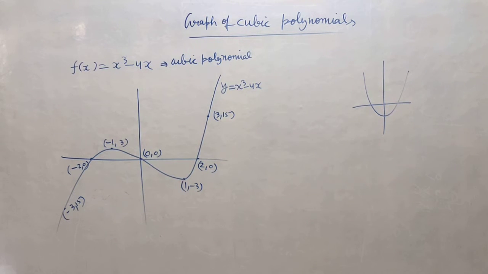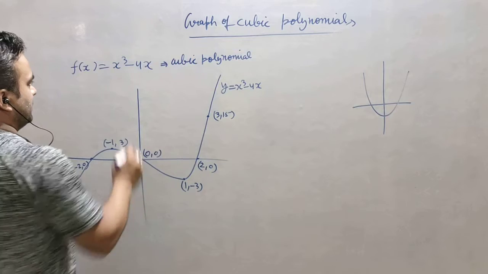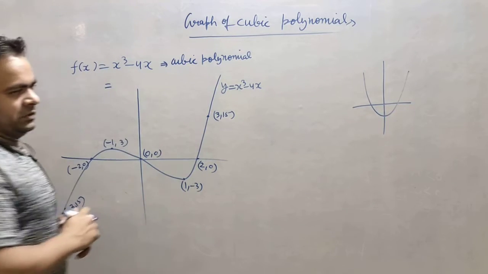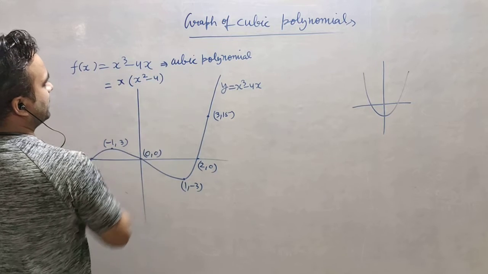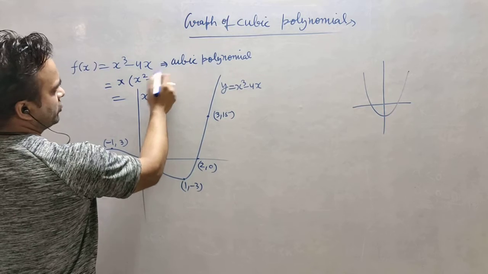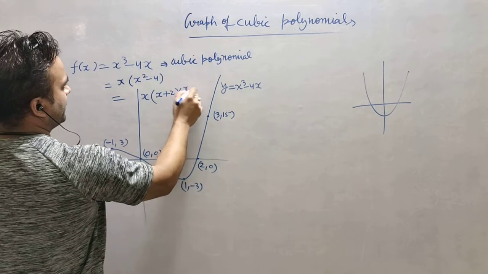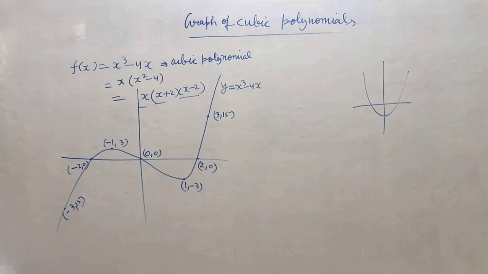Now what we will do here, what is the observation? Observation is only one: first of all we will find the factors. If I take x common here, I will get x square minus 4, right? And x square minus 4, we can write as x square minus 2 square, so we will get x plus 2 and x minus 2. So you can see we have got 3 factors. Now these 3 factors will tell you what will be the behavior of the graph, right?